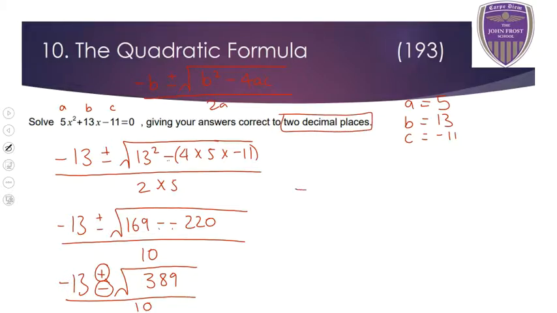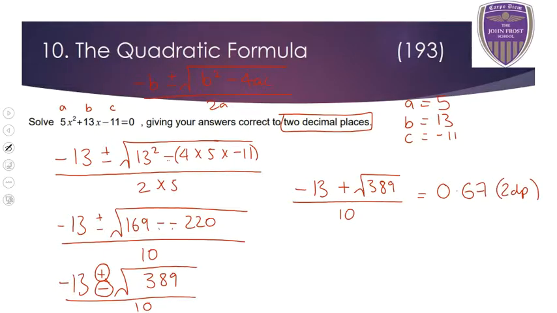Okay, so plus first, it's minus 13 plus the square root of 389 all over 10. All right, and it says to 2 decimal places. So type it into your calculator exactly as it looks. Yeah, the whole thing is over 10, so use the fraction button. The 2 decimal places for this one should be 0.6.